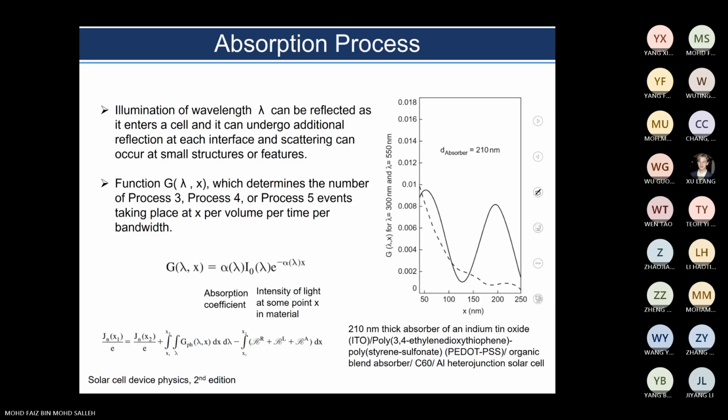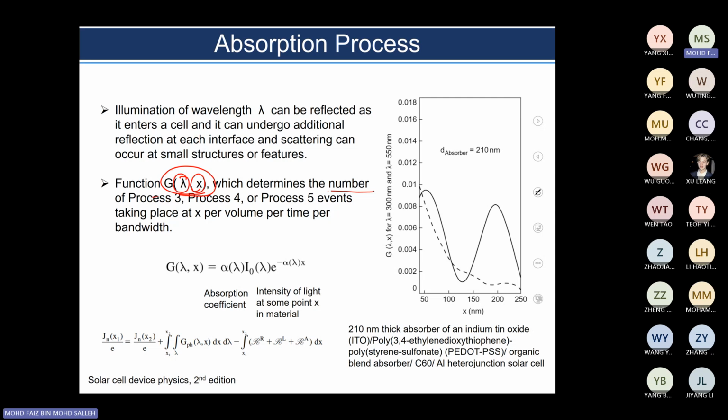Okay, take for example a function of G. It depends on the wavelength and on the position. Usually we will consider processes 3, 4, and 5 because they help the electron go from the valence band to the conduction band. So this function determines the number of processes 3, 4, and 5. It means that if you increase this number, you increase the number of free carriers.